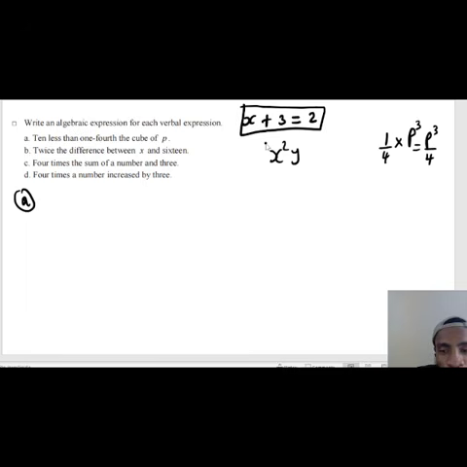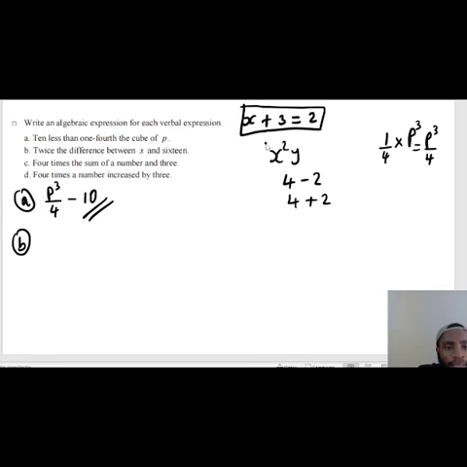Now, what is 2 less than 4? 2 less than 4 is 4 minus 2. 2 more than 4 is 4 plus 2. Therefore, 10 less than 1/4 of the cube of p is p cubed over 4 minus 10. That's all. Very simple math. Let's go to the second one.